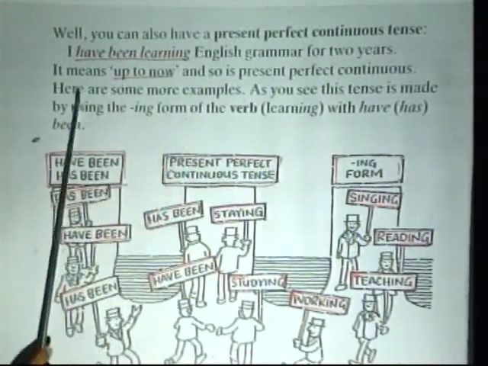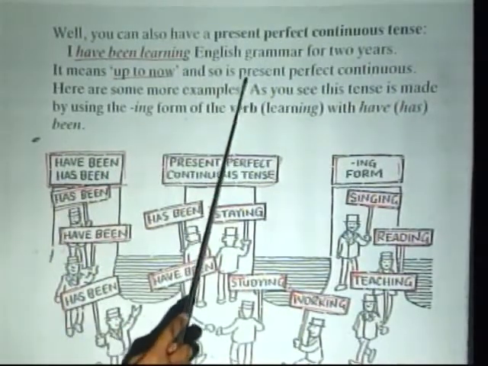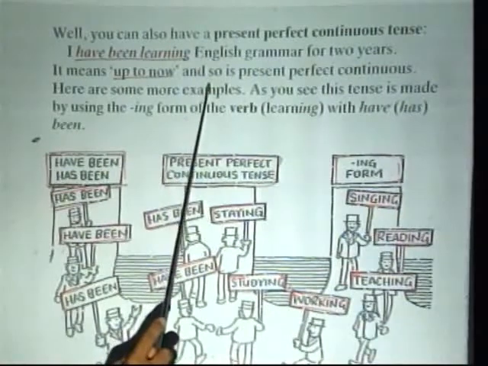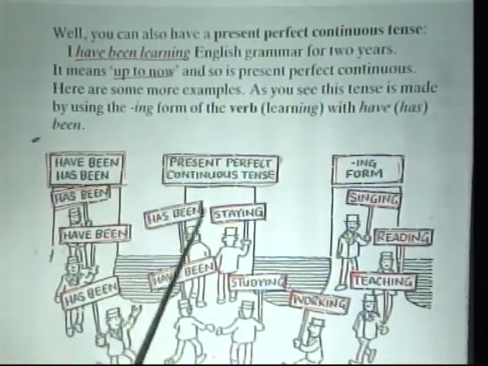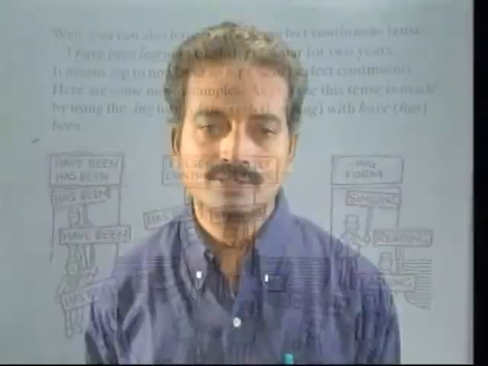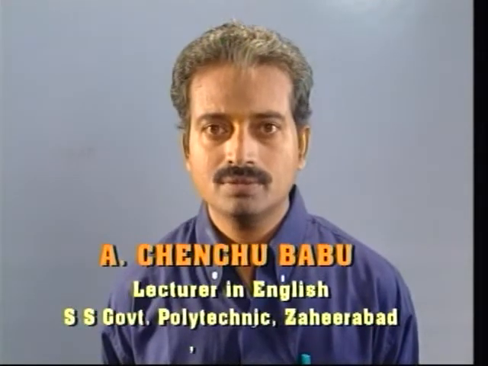Is it clear? Another example. It means up to now, present perfect continuous, that action or that activity is continuing even now. So many more examples are given here, so you can watch them and you can know better with the examples.